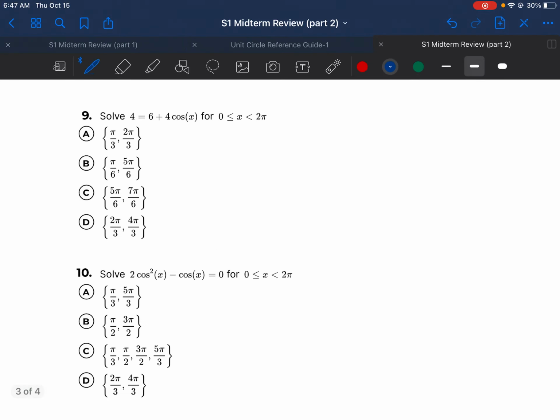All right, moving on to problem 9. Solve 4 equals 6 plus 4 cosine of x, where x is between 0 and 2 pi. Okay, so our goal here is to get the cosine by itself. Let me rewrite the problem real quick.